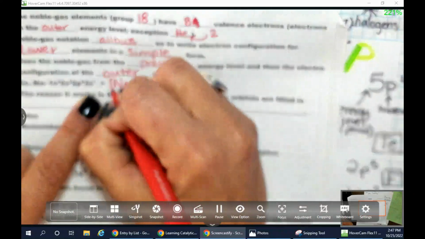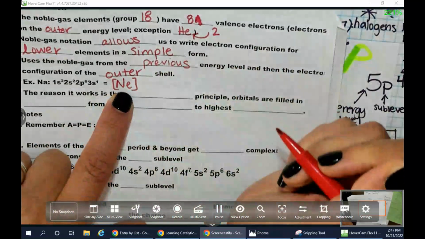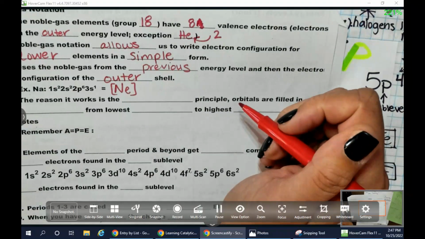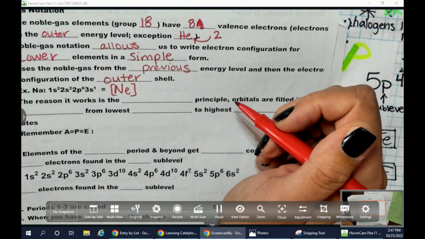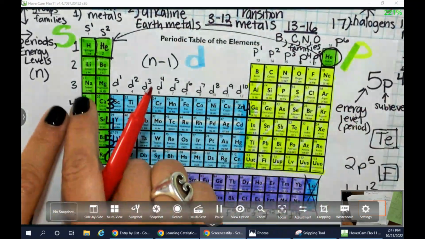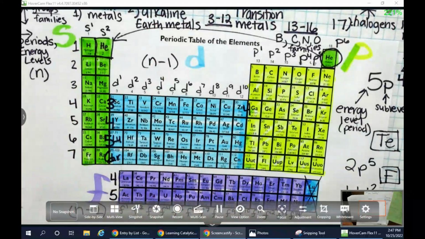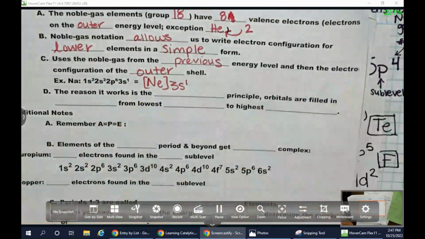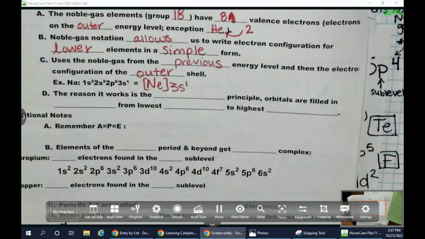So we're going to start with neon, and we're going to put it in brackets. And so what this is telling you is all the electron configuration of neon, okay? And then you're going to continue your electron configuration after. So we got neon, and then we end at 3s1. And that is the noble gas notation. And that's it. So a lot shorter, right?